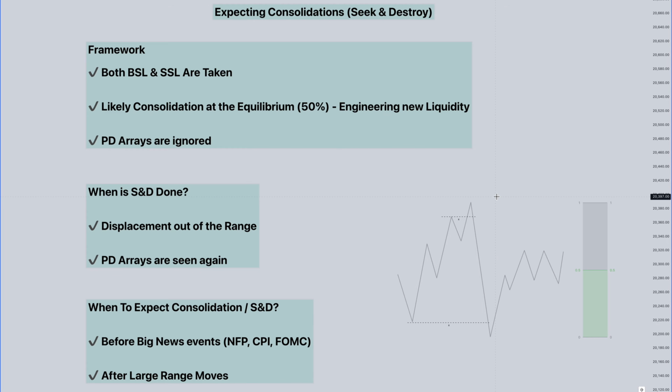That's where you need to follow the energy. You need to follow the displacement out of the range. So for example, here you see a massive move to the upside, leaving another fair value gap, then you know when the seek and destroy conditions are complete, when the discount array that's completed here in an uptrend, or premium array in a downtrend, if the PD arrays are being seen, respected, and follow through again.